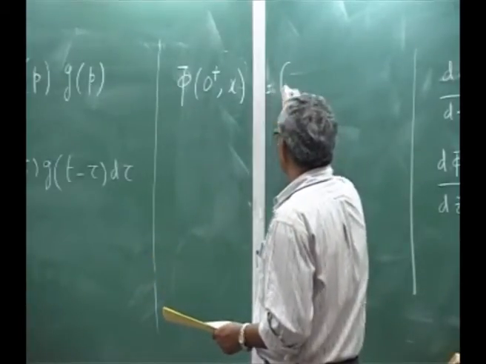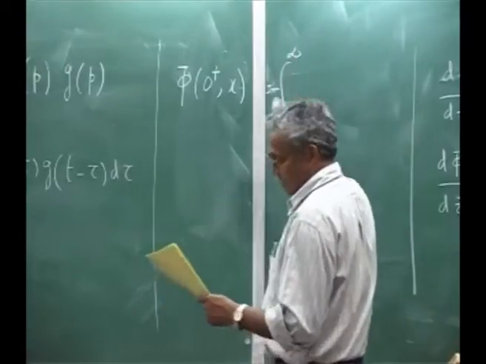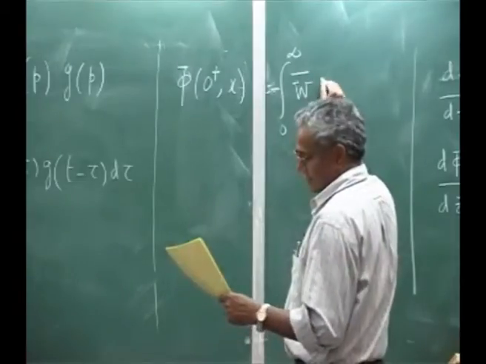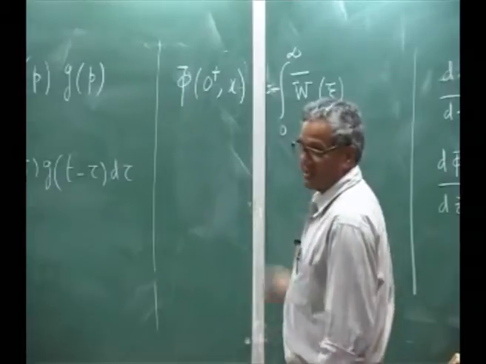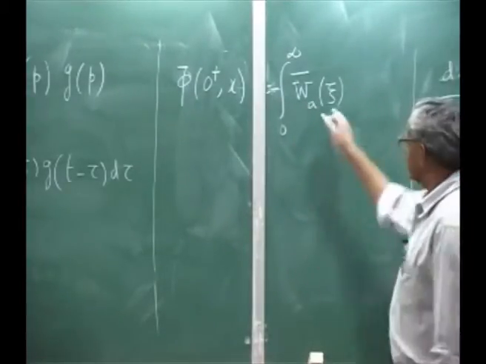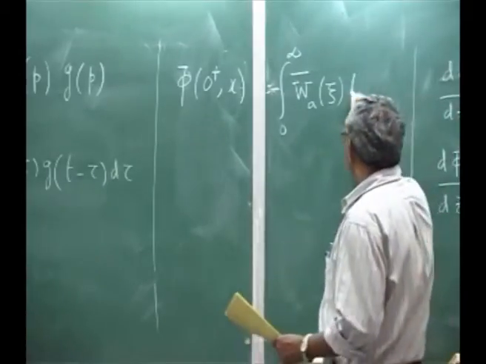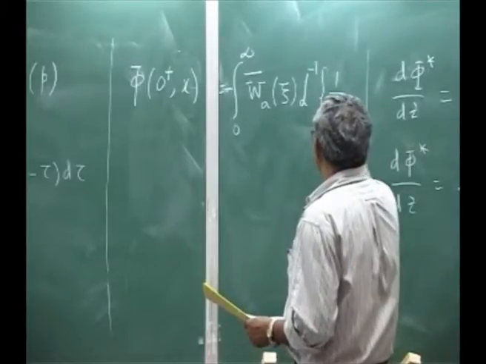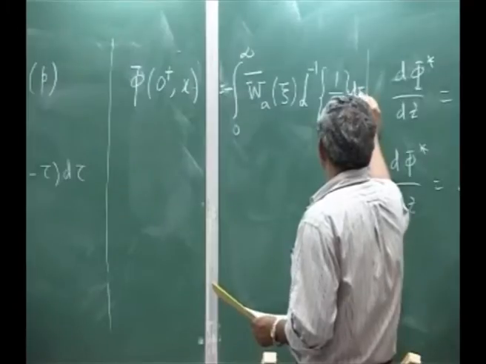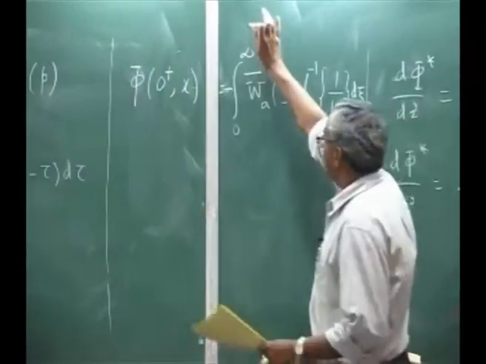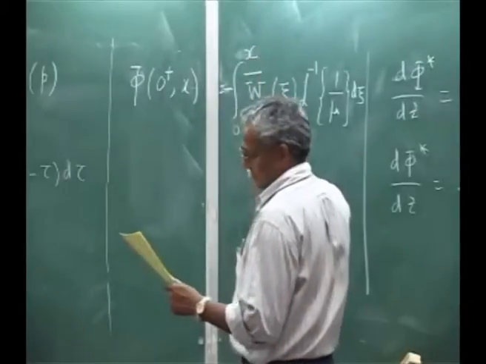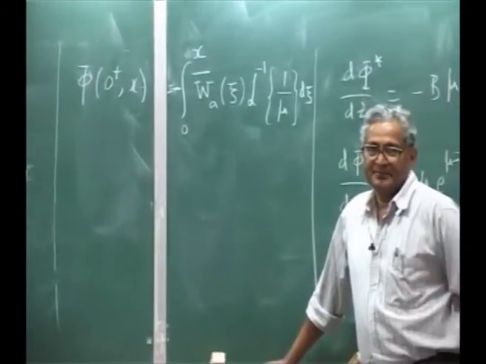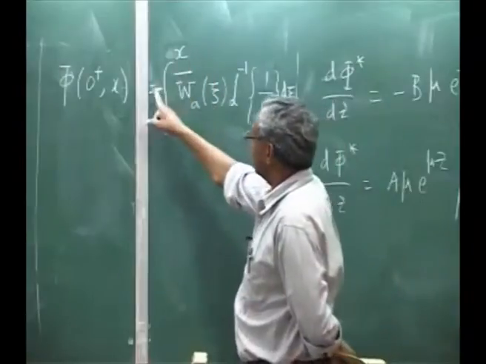integral with a minus sign 0 to infinity. Now w bar a, I use the symbol xi because that integration symbol I have to get, and then Laplace inverse of, with a convolution, okay, sorry, this is not infinity, this is at any x, sorry, any x, okay. Because this is x, not infinity.